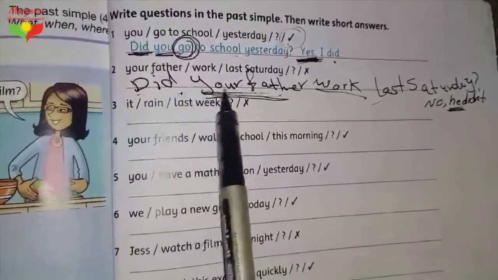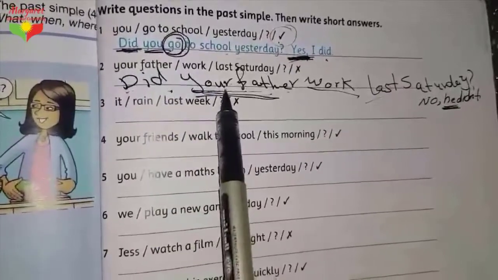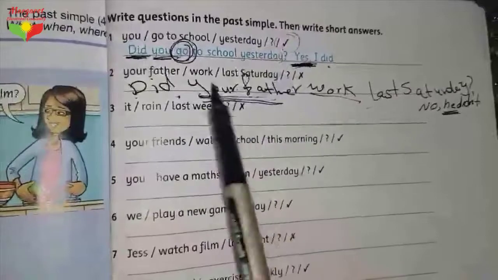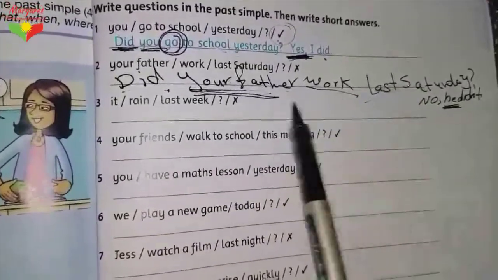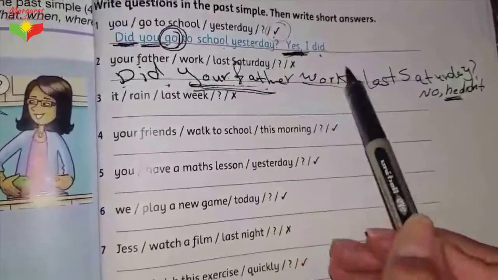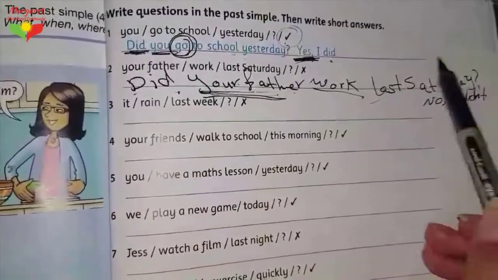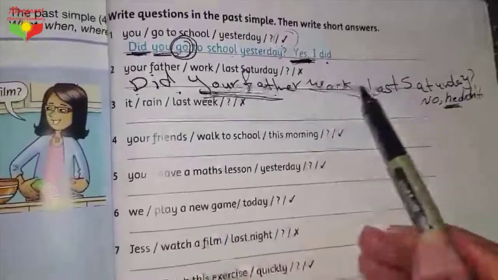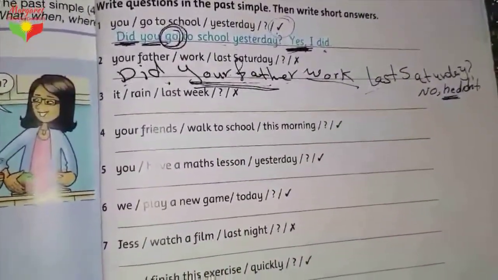So it will be did your father, because your father will be the subject. Then you have to put the verb without anything, without any ing, any ed, or any change. So it will be walk because we have walk here. So last Saturday will be the time expression. Did your father walk last Saturday?